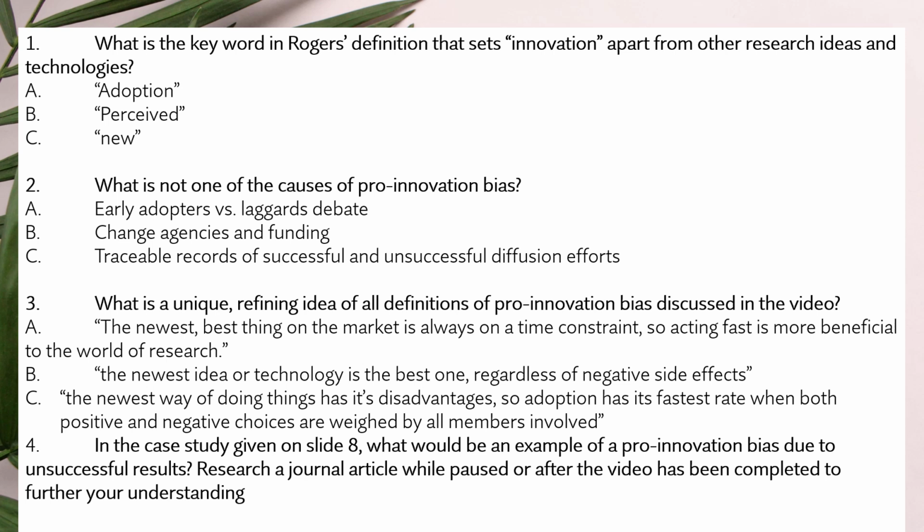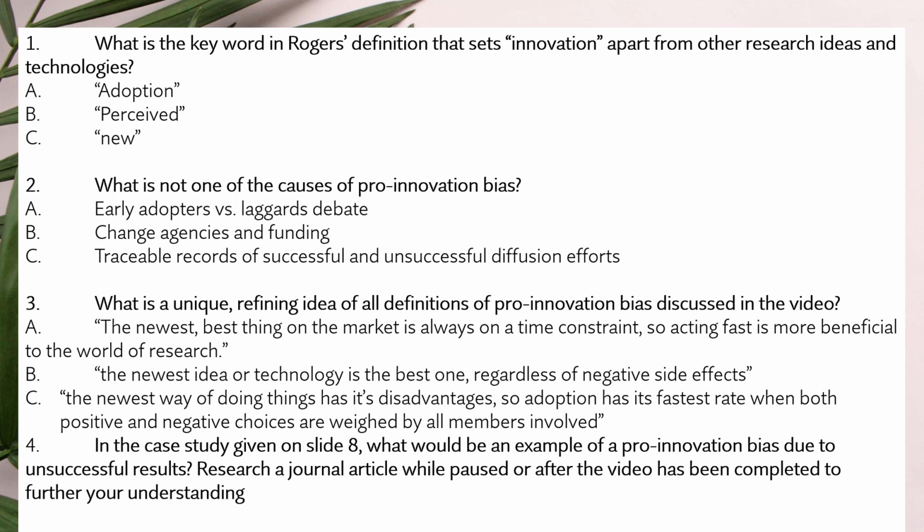Number 3. What is a unique, refining idea of all definitions of pro-innovation bias discussed in the video? Is it A, the newest, best thing on the market is always on a time constraint, so acting fast is more beneficial to the world of research? B, the newest idea or technology is the best one, regardless of negative side effects? Or C, the newest way of doing things has its disadvantages, so adoption has its fastest rate when both positive and negative choices are weighed by all members involved?